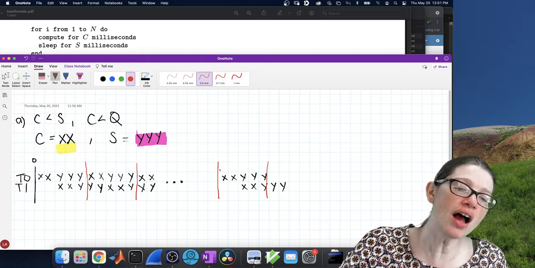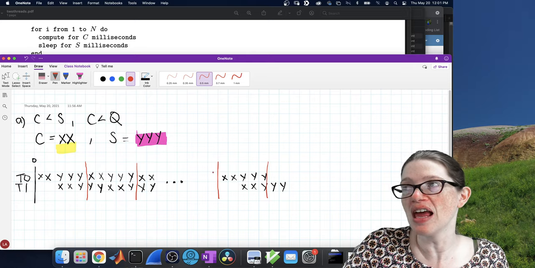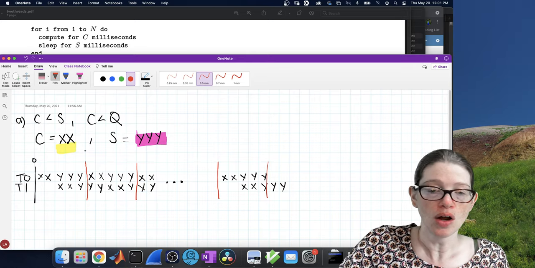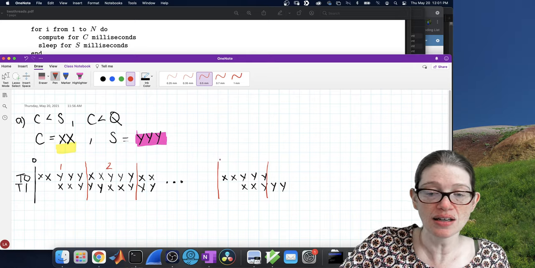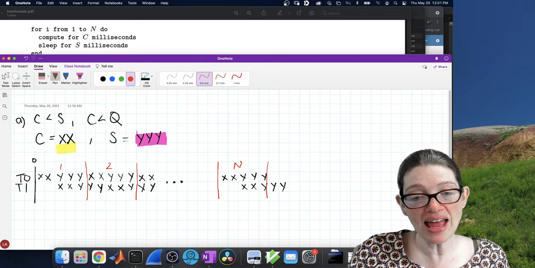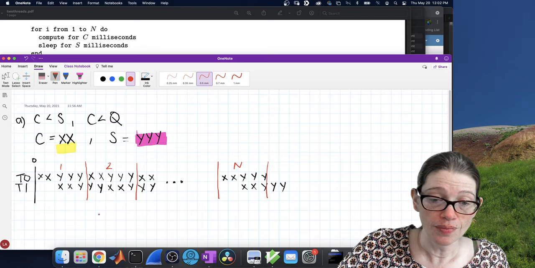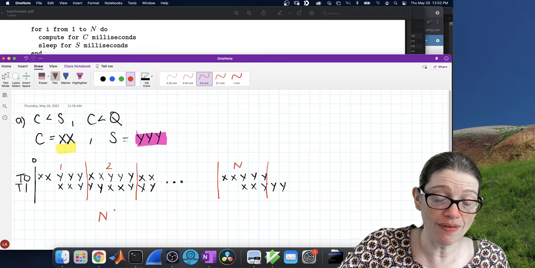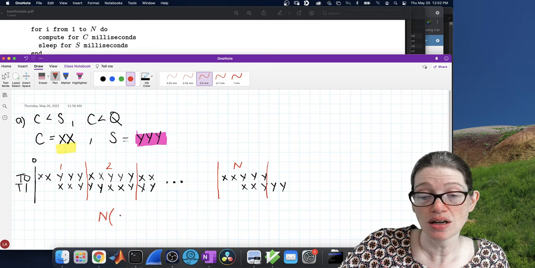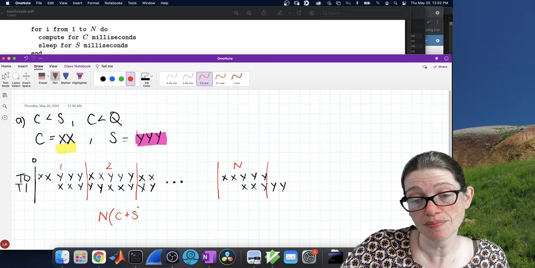Now, how many times does thread zero execute the compute plus sleep cycle? It does it n times. So we have n times C plus S.